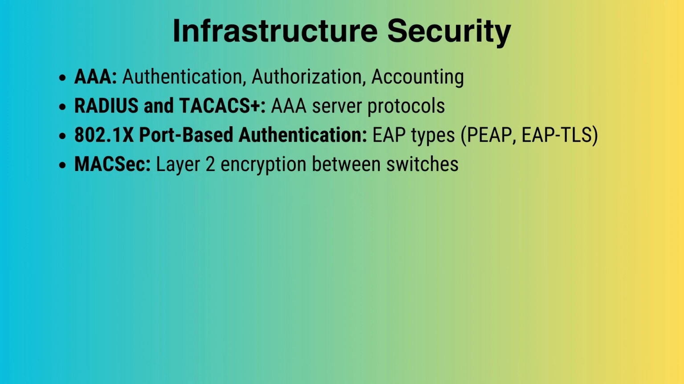Infrastructure security encompasses AAA, authentication, authorization, accounting protocols like RADIUS and TACACS+, providing centralized user authentication and access control. 802.1X port-based authentication secures network access using EAP types, PAP, EAP-TLS, and MACsec provides Layer 2 encryption between switches. Understanding infrastructure security, including AAA protocols, 802.1X authentication, and MACsec, is essential for protecting network resources and ensuring secure access.